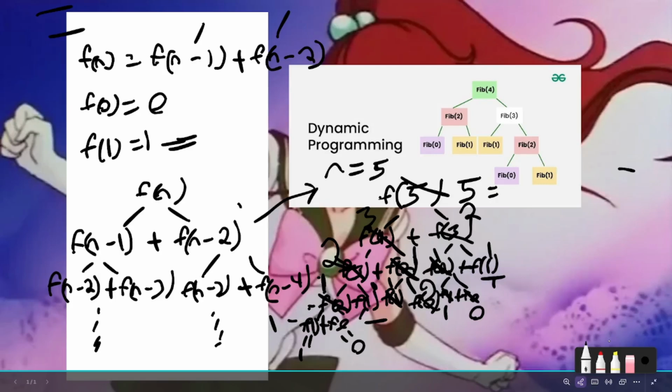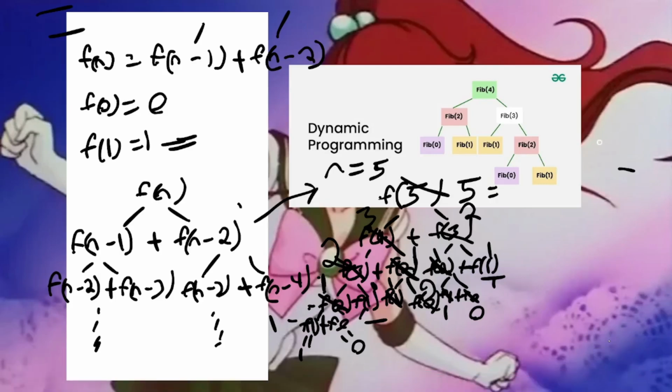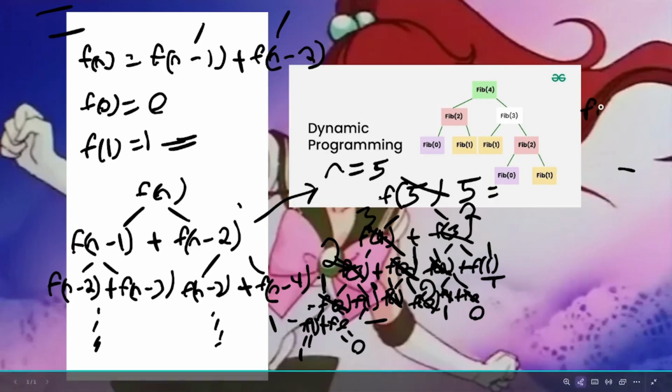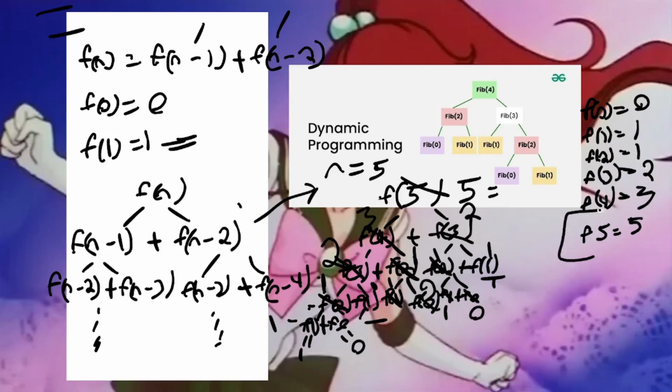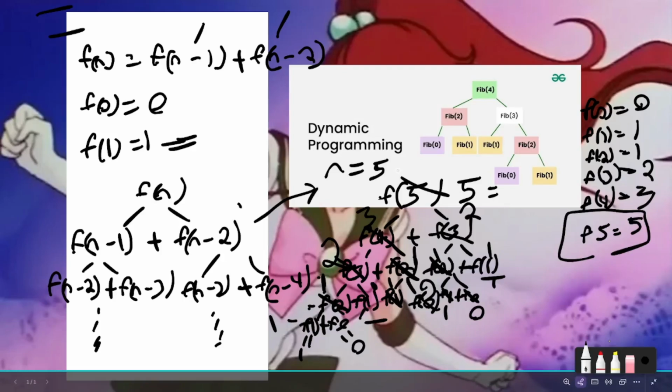So yeah, we said f of 0 was equal to 0, f of 1 was equal to 1, f of 2 we found out was equal to 1, f of 3 we found out was equal to 2, f of 4 was equal to 3, and then f of 5 was equal to 5. Yep, that makes sense. So the Fibonacci sequence for when n is 5 is equal to 5, and you can do that forever.